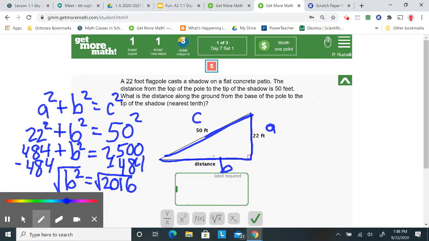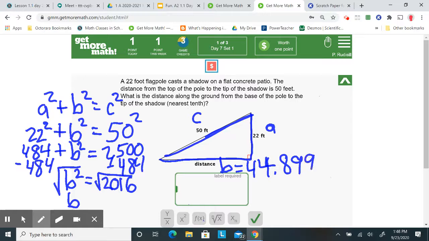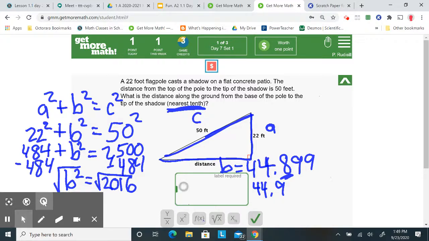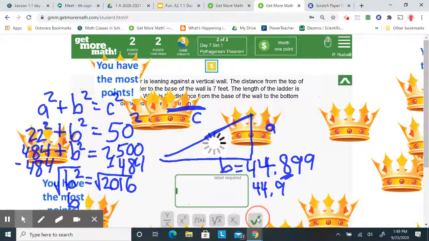When I take the square root of 2016, I get 44.89999. It says round to the nearest tenths. That would be the first decimal place, so my answer would be 44.9, and it's feet. So let's switch over to the tool to type and label it in feet. Hopefully it works. Got it.